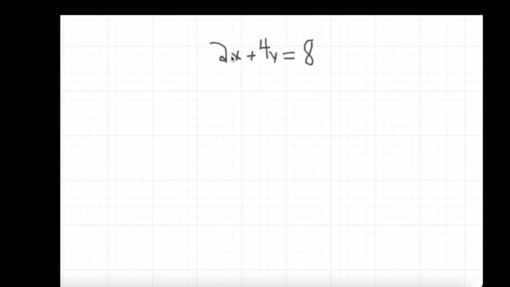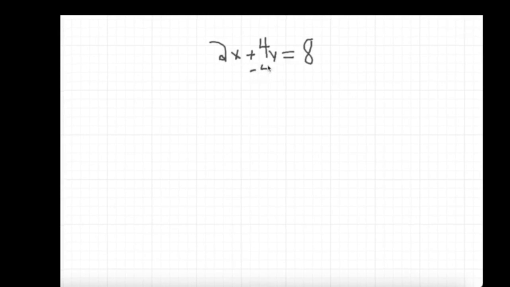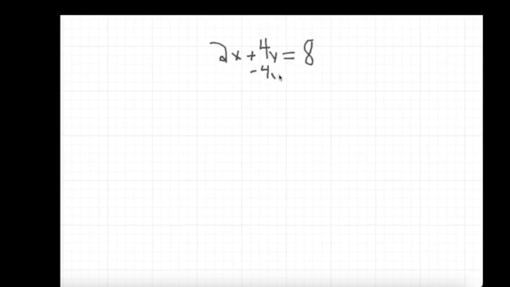So here, what we're going to do is isolate the 2x. How we do this is by subtracting 4y from both sides of the equation to get the 2x by itself. What subtracting 4y does is cancel out the 4y on this side and add a negative 4y on this side because we're subtracting it from both sides. Why we have to subtract it from both sides is because we want the equation to stay balanced.